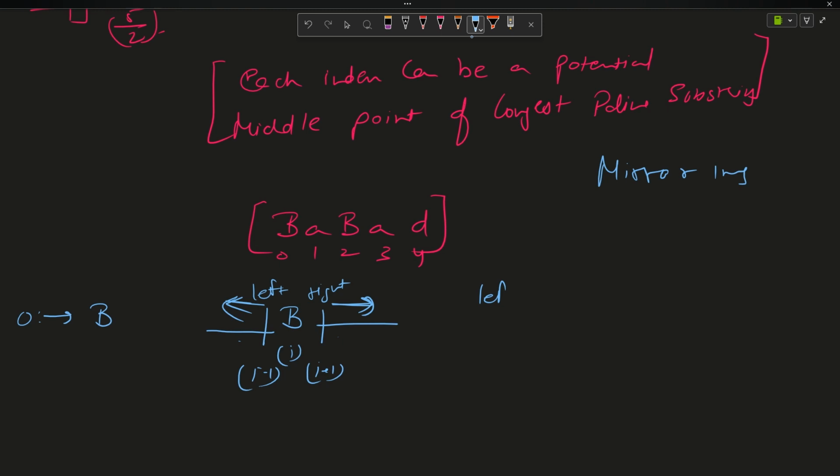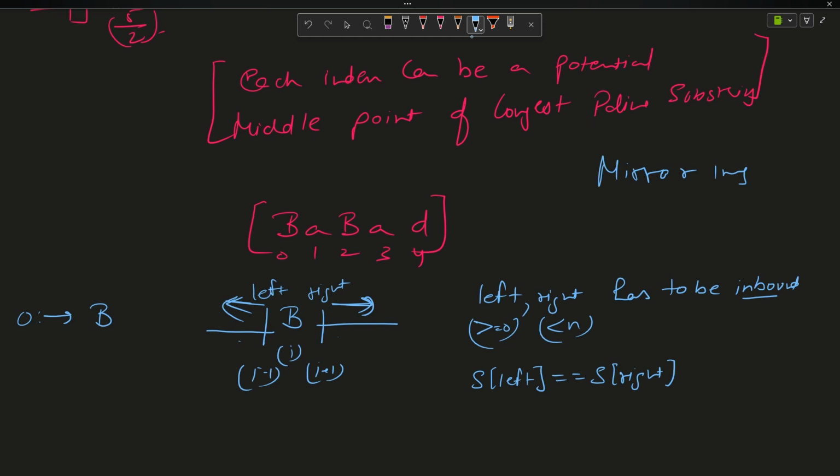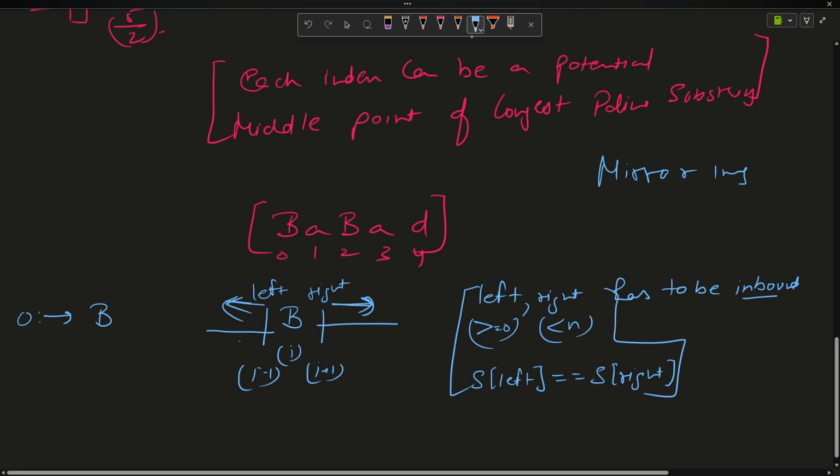For that, left and right have to be in bound. Now, what do I mean by in bound? I am saying that the left and the right pointer should be in the index range. That is, left should be greater than or equal to 0 and right should be less than n. Then only they are part of the string. And second, s of left should be equal to s of right. Then only they are part of the palindromic substring; otherwise, it is a normal substring, not a palindromic one. If both these conditions are true, I can move my left away from the center and my right further away and check the condition again.